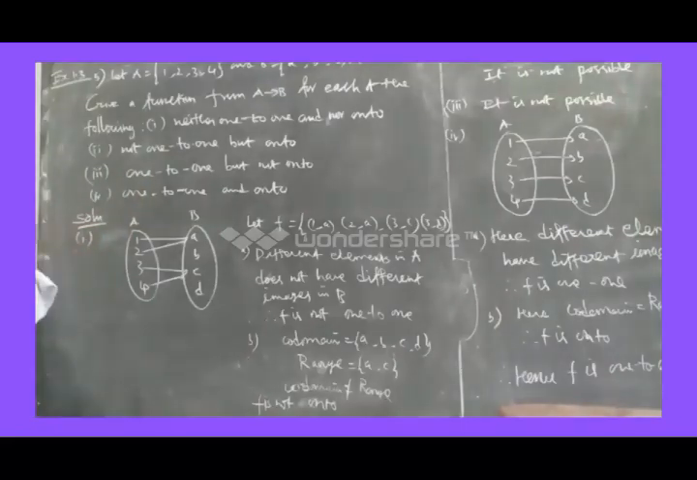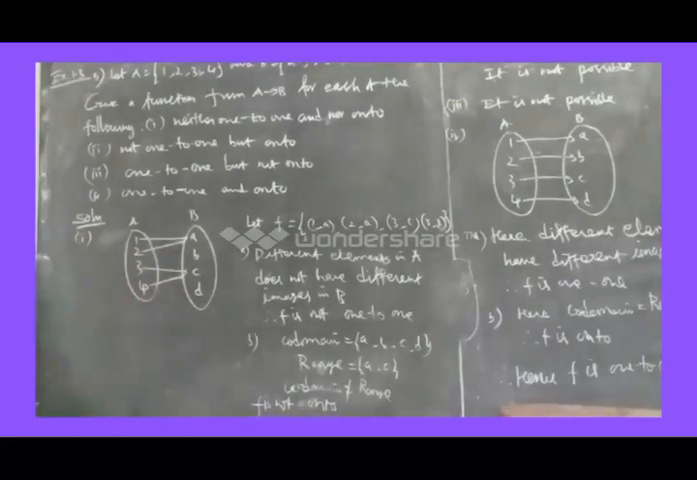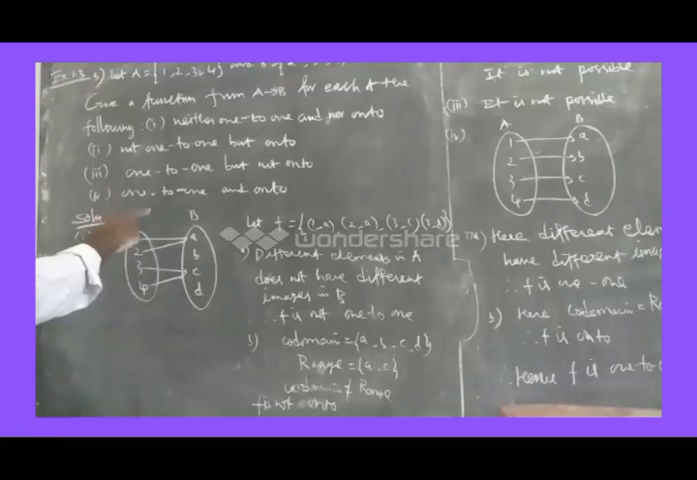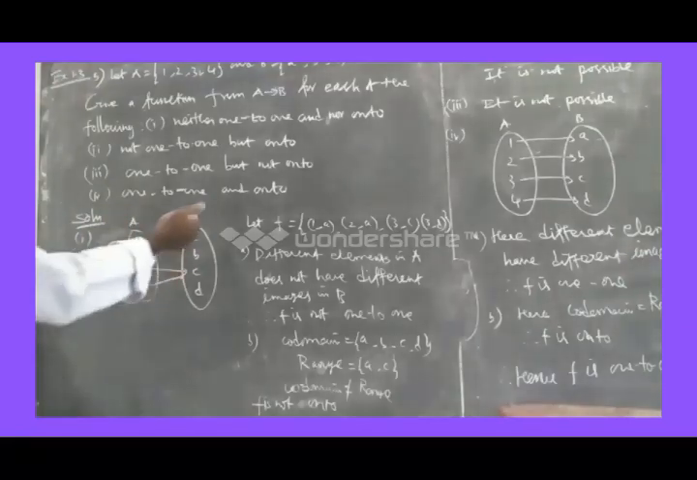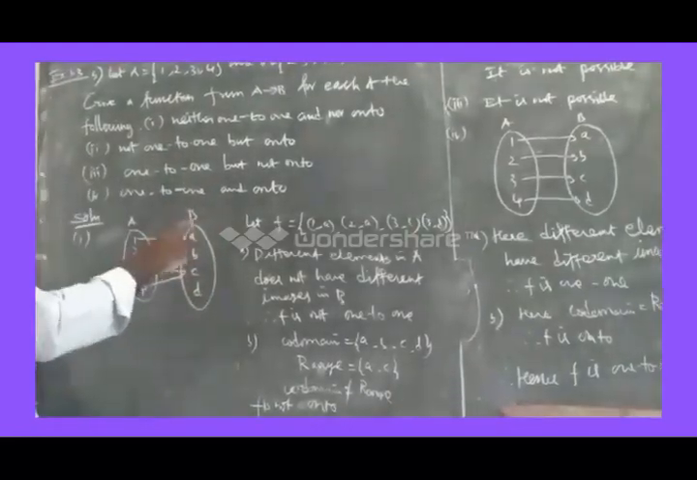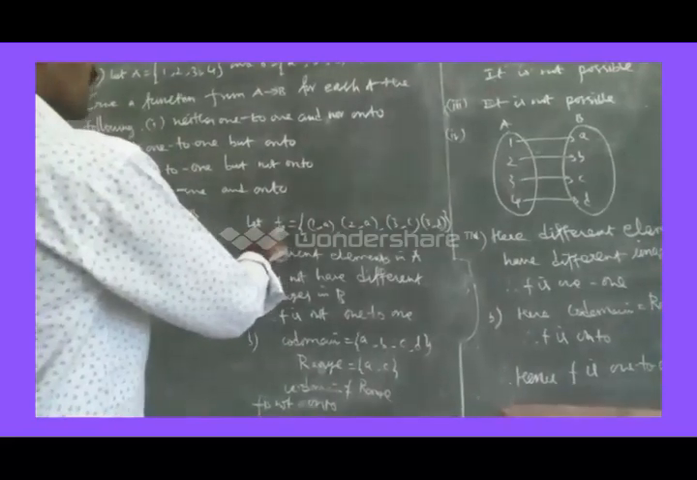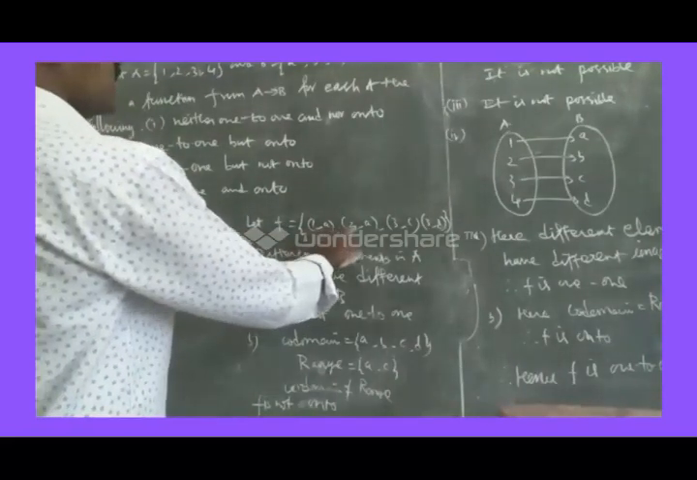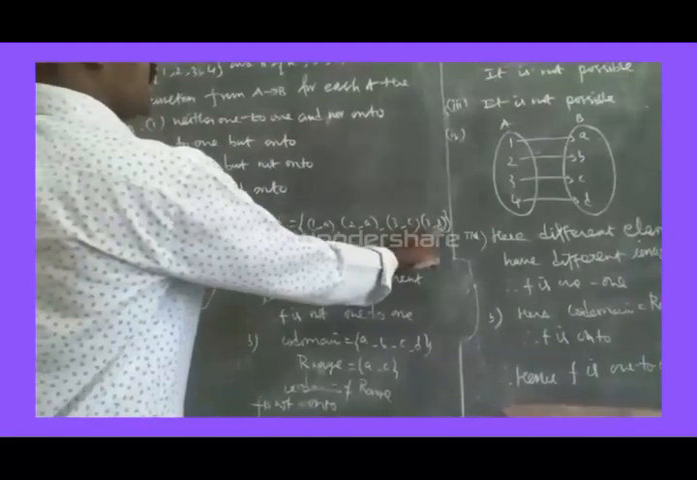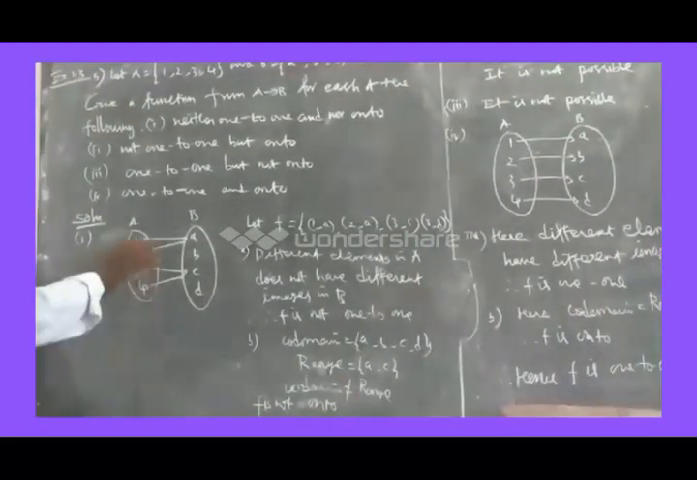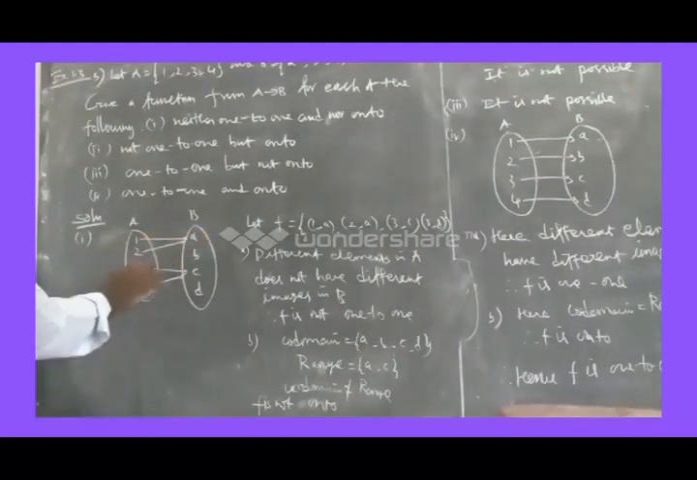So solution, first one, we should draw the arrow diagram. A has 4 elements, 1, 2, 3, 4, and B equal to a, b, c, d. Let f equal to {(1, a), (2, a), (3, c), (4, c)}.